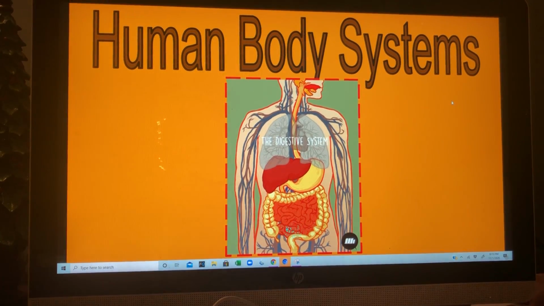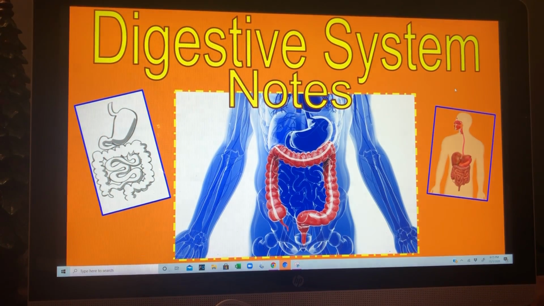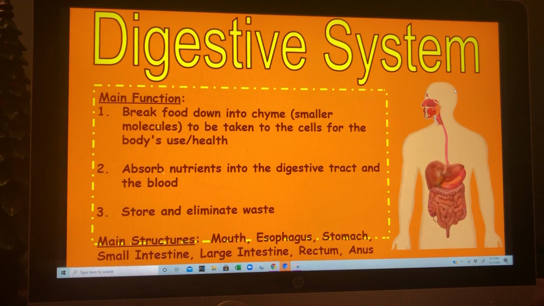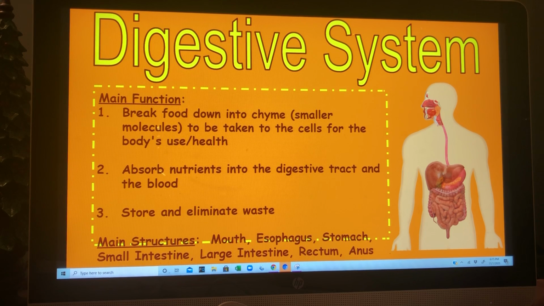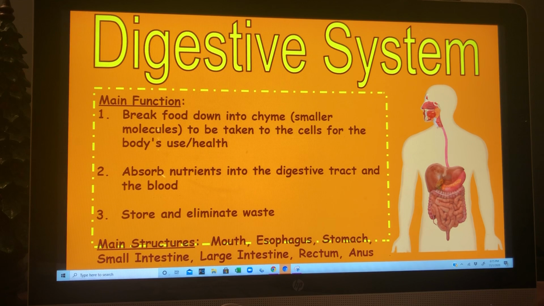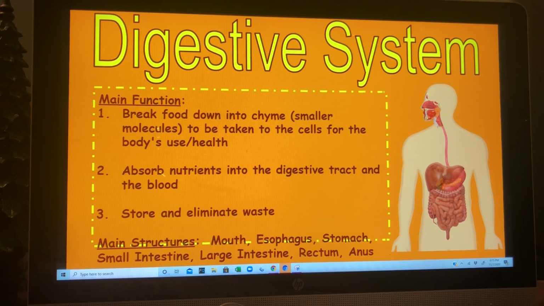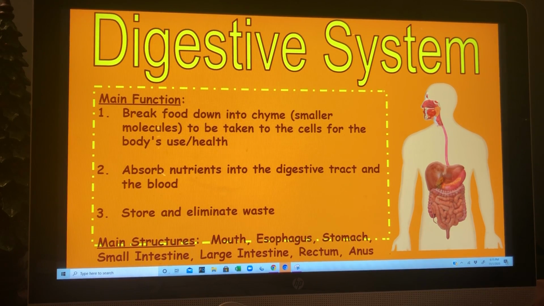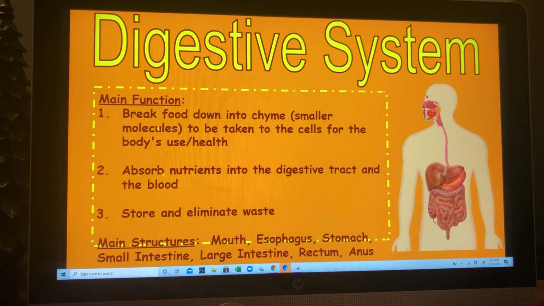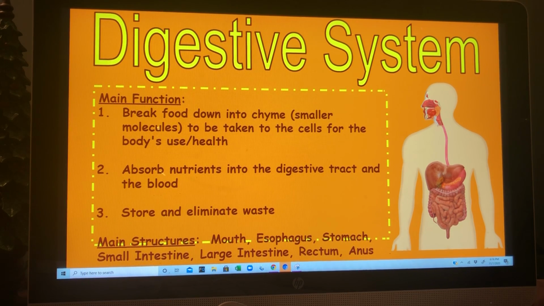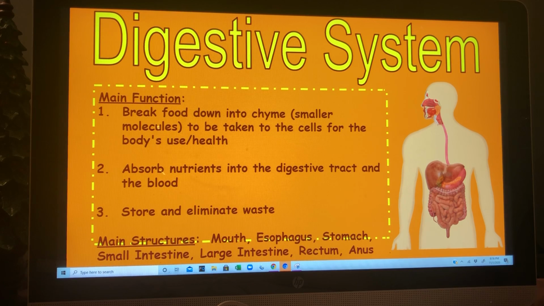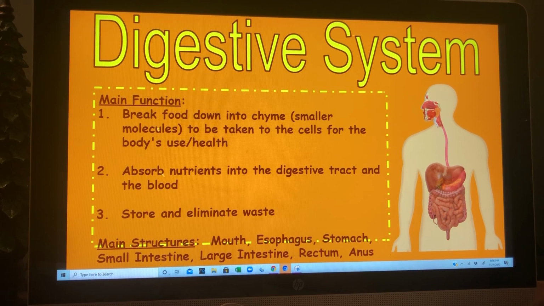Human body systems. Today we will be taking notes on the digestive system. The main function of the digestive system is to break food down into chyme, which is smaller molecules to be taken to the cells for the body's use and health, absorb nutrients into the digestive tract and the blood, and to store and eliminate waste. Now the main structures of the digestive system are the mouth, esophagus, stomach, small intestine, large intestine, rectum, and anus.